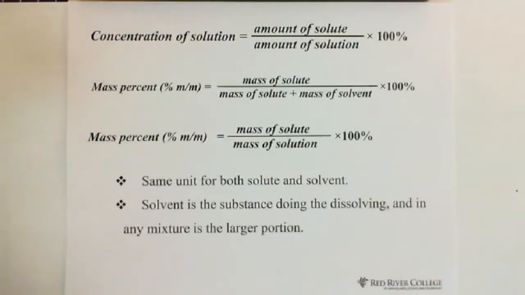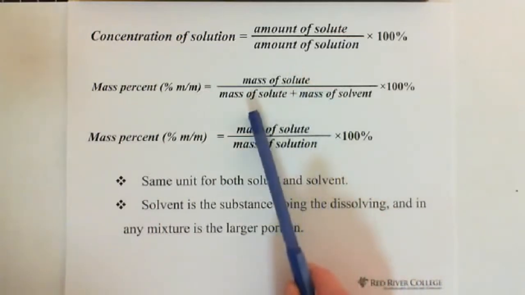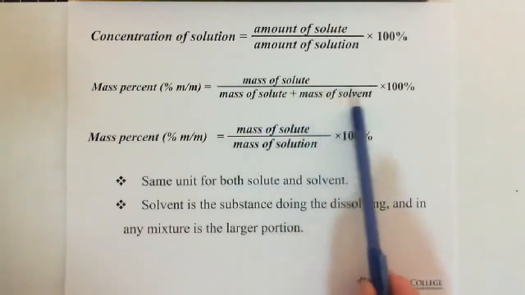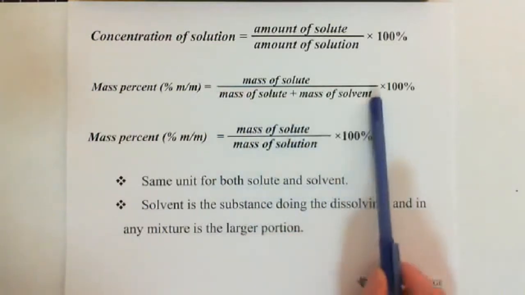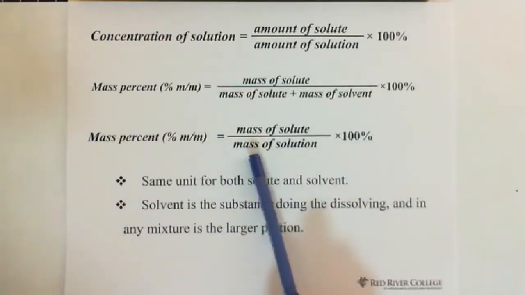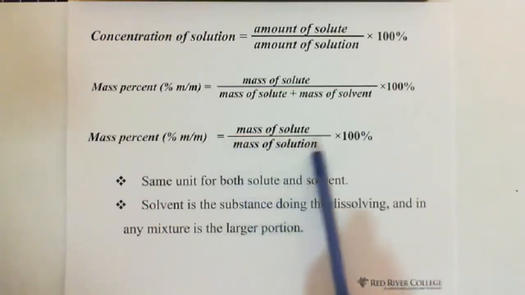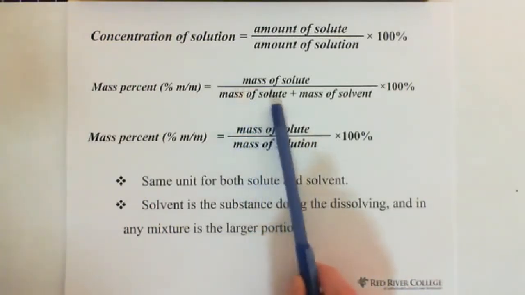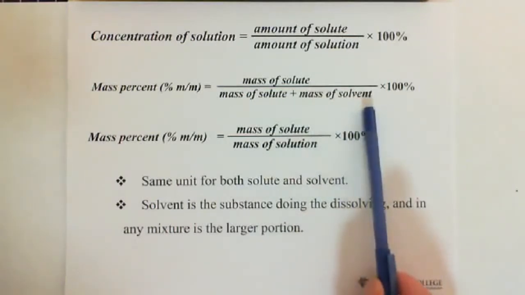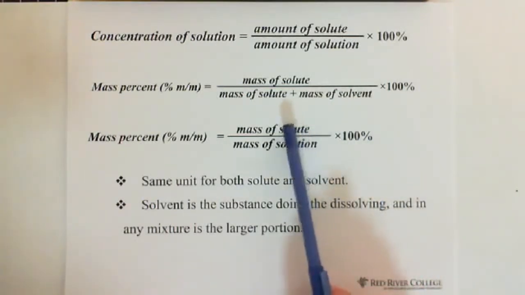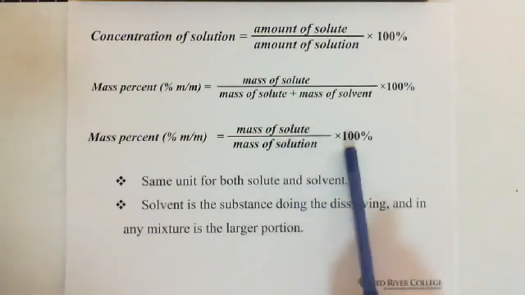In general, concentration of solution equals amount of solute divided by amount of solution, multiplied by 100%. And mass percent is mass of solute divided by mass of solution. On the bottom is the total mass, which is the mass of solution. Solution is made of mass of solute plus mass of solvent. Then multiply by 100%.